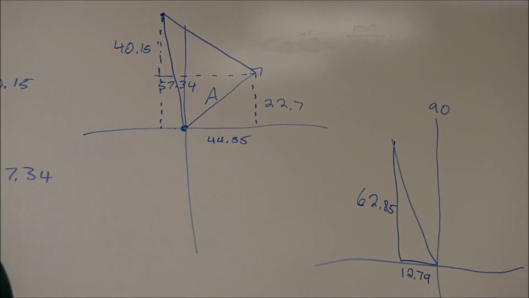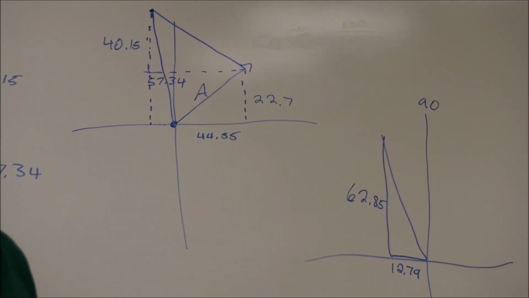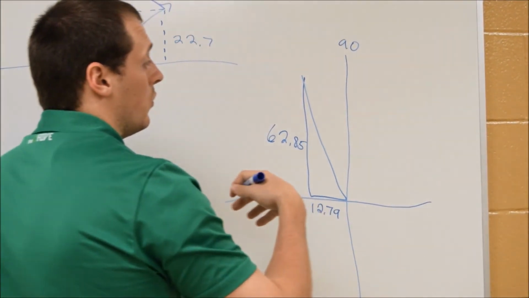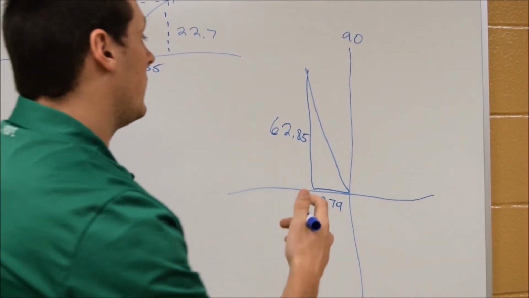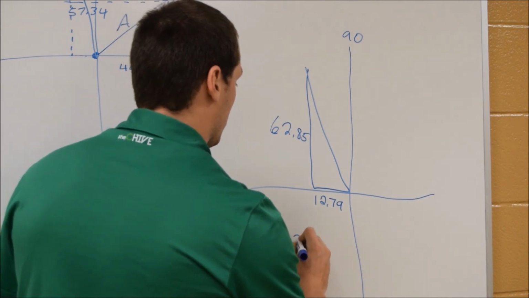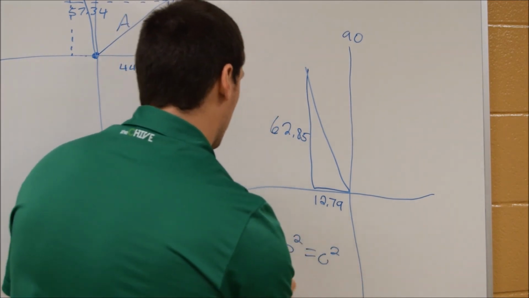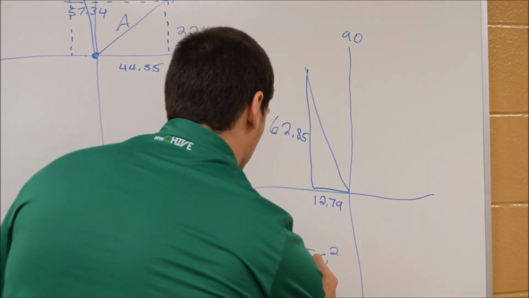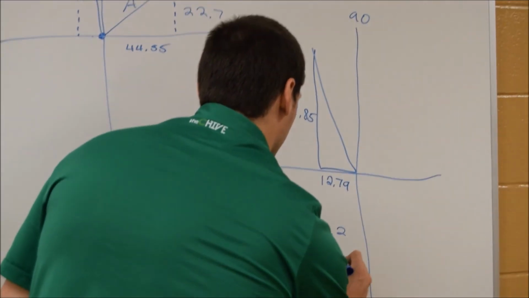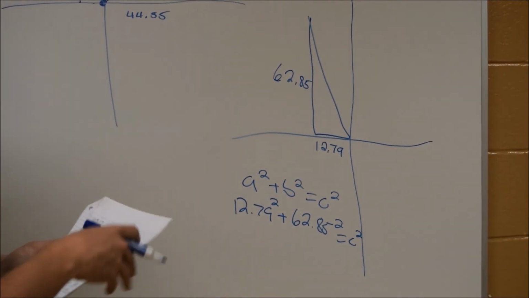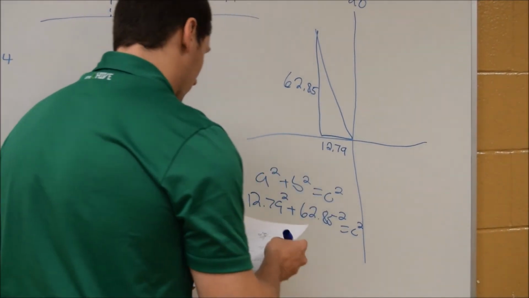And so now we have the basis of our final vector that we're going to solve, and it's just like the problems that we were doing earlier. So we have our two sides, and then we need to solve for the angle and then the hypotenuse. So we'll solve for the hypotenuse here, which is the same thing as the magnitude. So again, a squared plus b squared is equal to c squared. We take 12.79 squared plus 62.85 squared equals c squared.